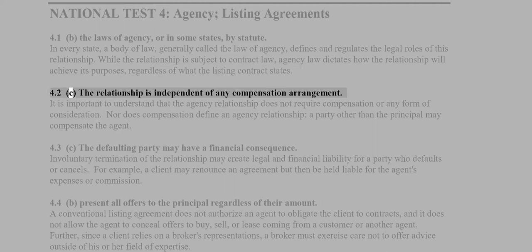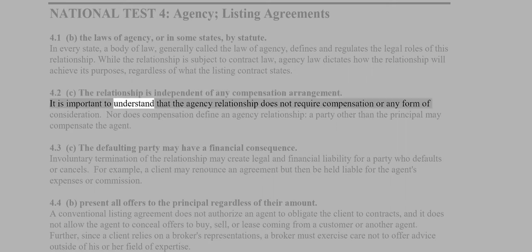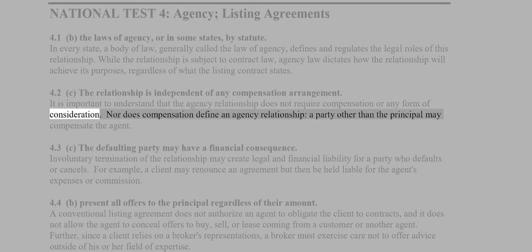4.2 c. The relationship is independent of any compensation arrangement. It is important to understand that the agency relationship does not require compensation or any form of consideration. Nor does compensation define an agency relationship. A party other than the principal may compensate the agent.